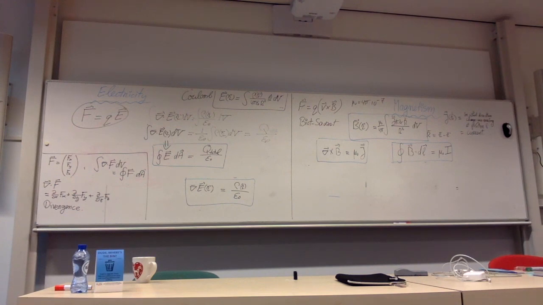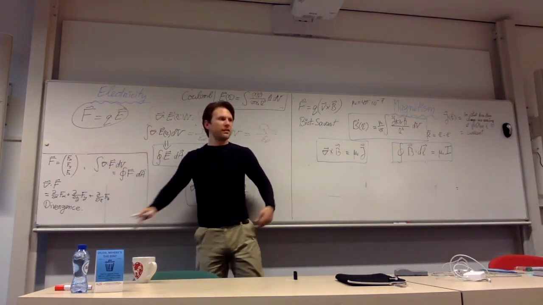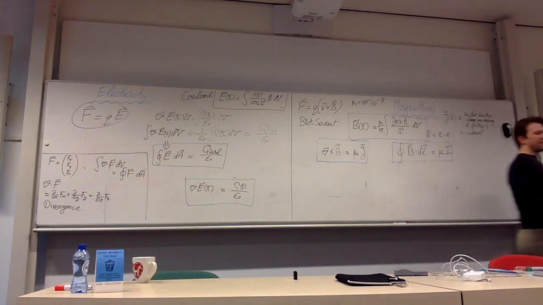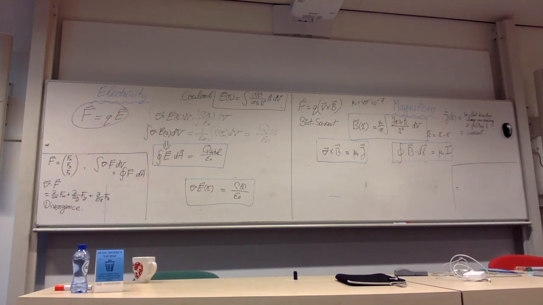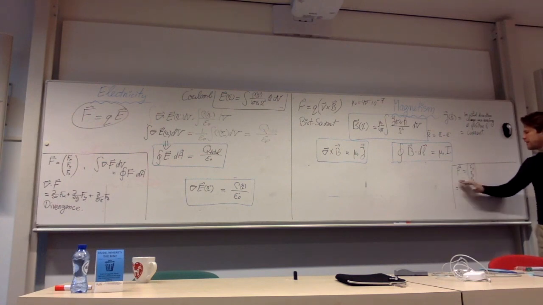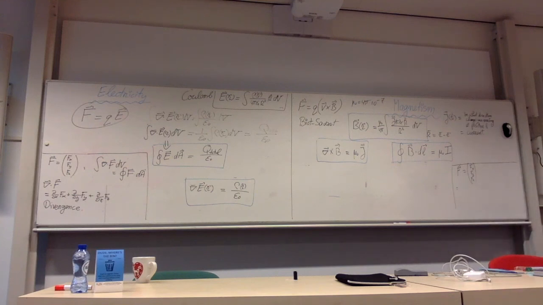Now, the final thing I will do is write down curl. Just like what we have here is a small notepad that tells you what a divergence is, I'm going to write a small notepad here that tells you what a curl is. Now, you have a vector. Could be a force, could not be. But one thing I do know, it depends on three directions, Fx, Fy, and Fz.